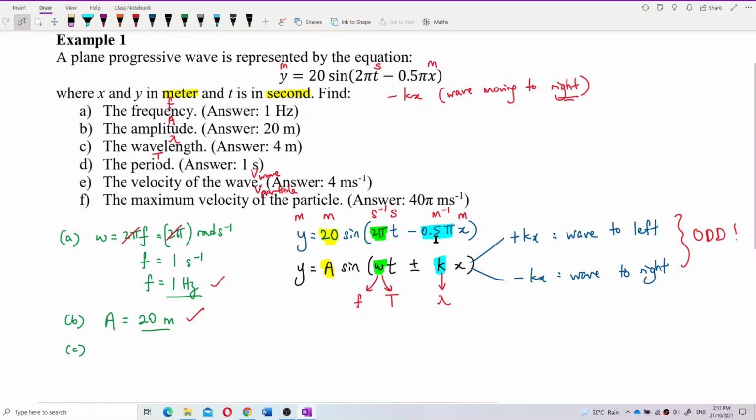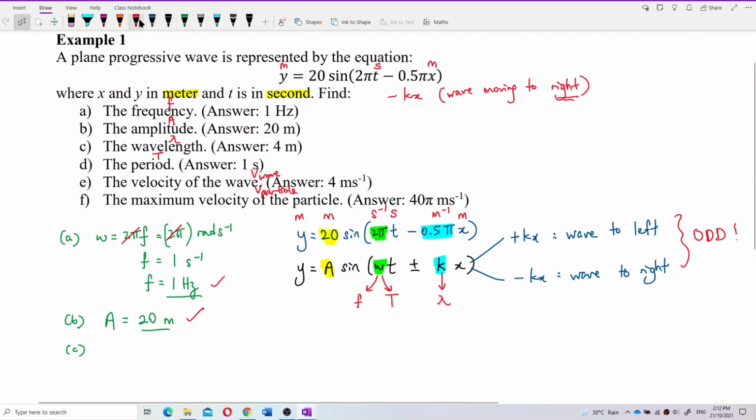So our k is, don't write negative. Negative is just the direction. The positive or negative sign here is just the direction of the wave. So this negative is not inside the value of k. k is just this value, 0.5 pi. Don't put the negative sign into the k. So my k is 0.5 pi.